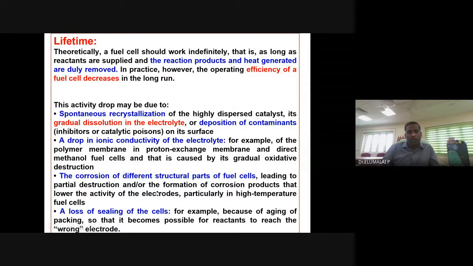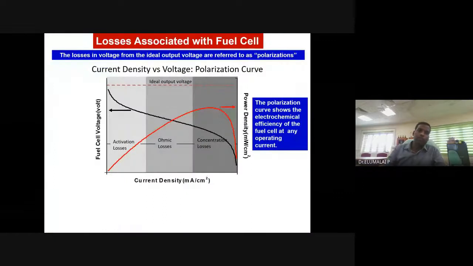And leakage of the fuels, leakage of the electrolyte because of poor sealing. When you make the fuel cell, at that time the sealing may be good. The hydrogen that you feed should only be delivered to the anode. It should not leak through. If it leaks, then the performance will degrade. We will not be able to get the same performance. So these are some of the reasons why the activity or performance of the fuel cell over its lifetime gets reduced.